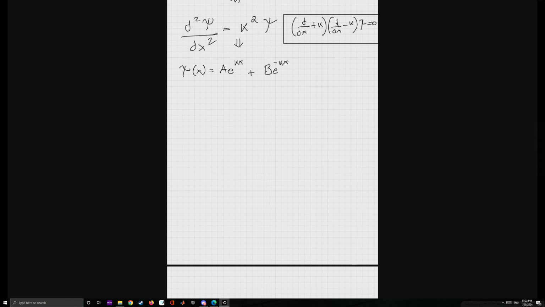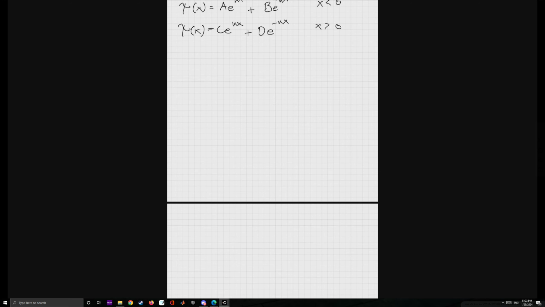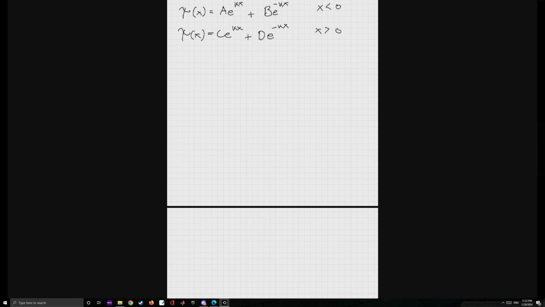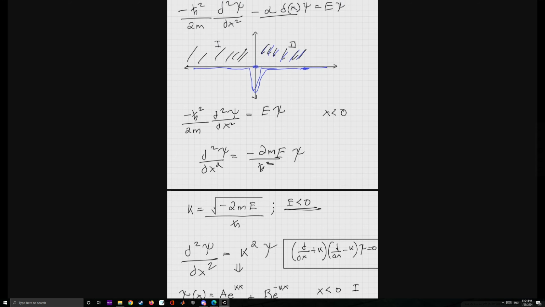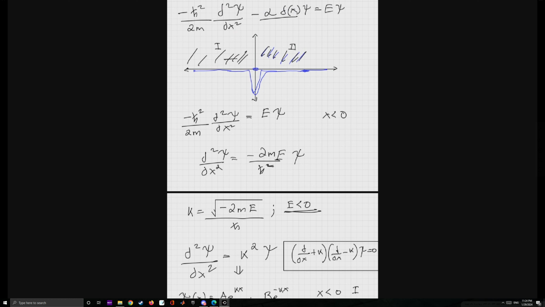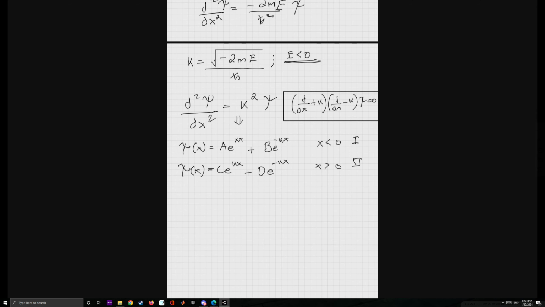So this is for x that is smaller than 0. For x that is greater than 0, we do the same thing. We actually get the same exact solution, we just have to change these constants because it's for x that is positive. So we can just choose C e to the kx plus D e to the negative kx. So this is the first region, and this is the second region. We have two similar solutions with different constants for each region.